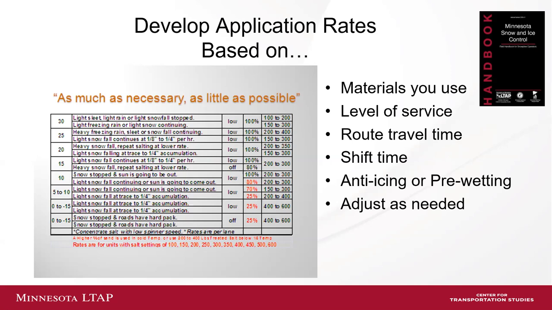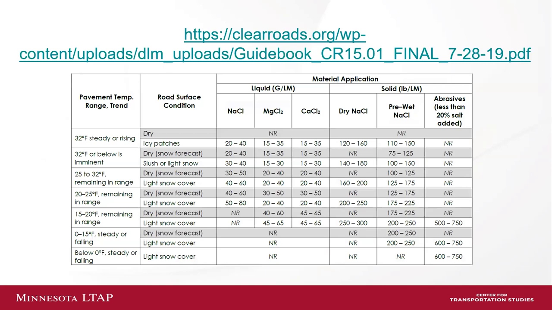There are also a number of other areas where you can go to find application rate table examples. So Clear Roads has a whole research study on different application rates. There's a number of other sources to find these examples. So you could just Google it and you'll find a number of different examples from different agencies across the country.